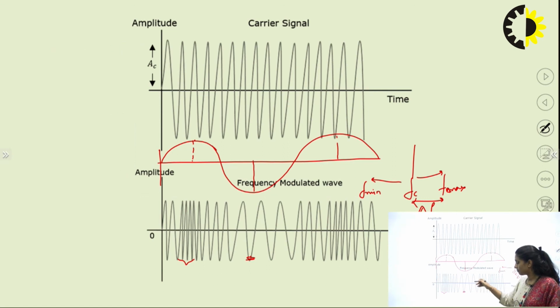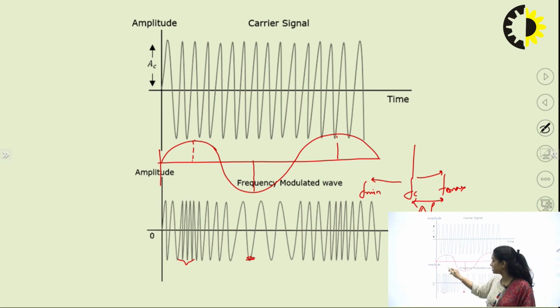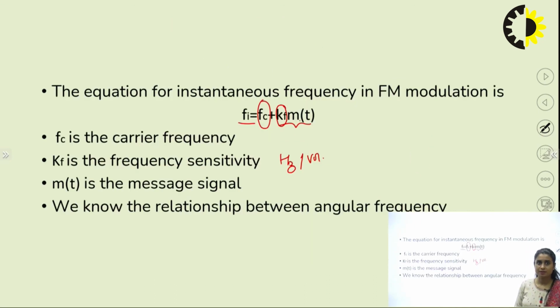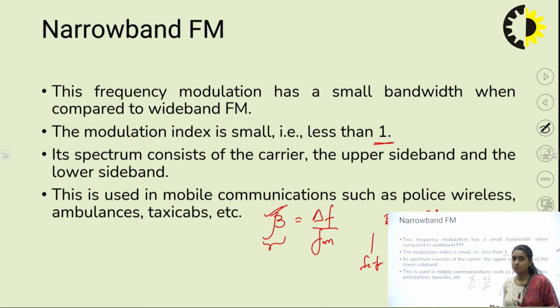And this is how I may draw the waveform for my frequency modulated wave. The frequency of the carrier will vary with the message signal. As it is rising, frequency will increase. As it is falling, frequency will decrease. This is what we have discussed. We discussed the frequency sensitivity, which is hertz per volt. Then we discussed two types of FM, narrowband and wideband FM, depending on the value of beta.